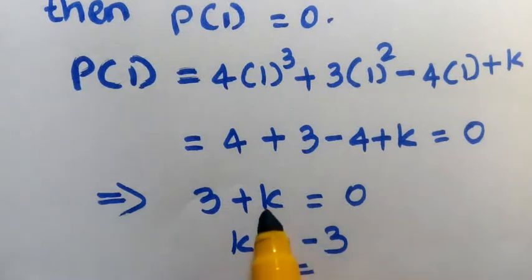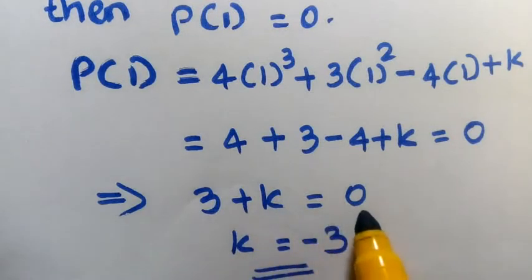If we substitute here, we get 3 plus minus 3. What is 3 plus minus 3? Which is equal to 0. So we got the answer 0. Therefore, our answer k is equal to minus 3 is correct.